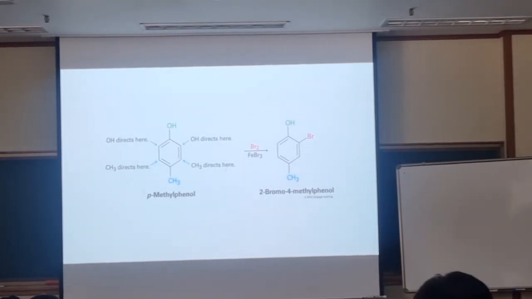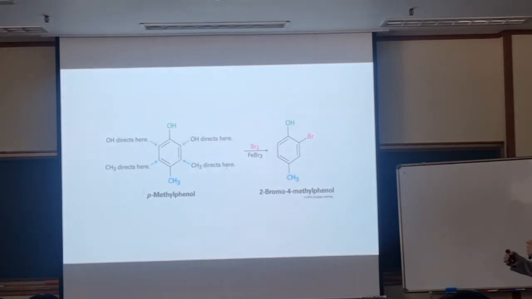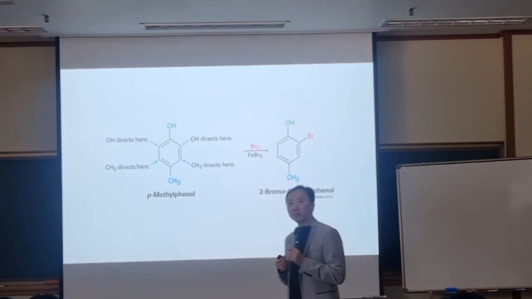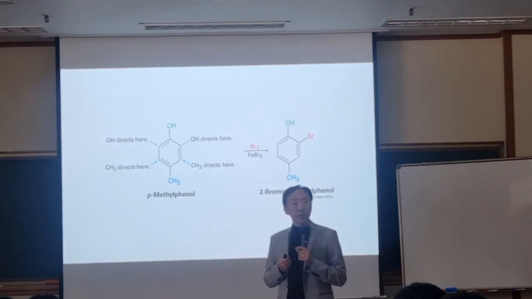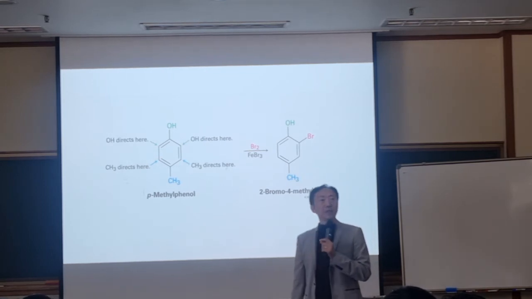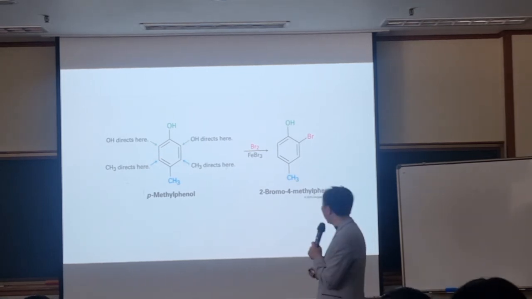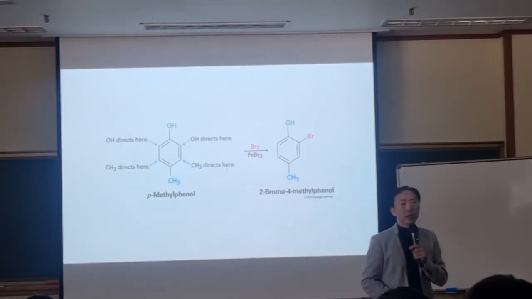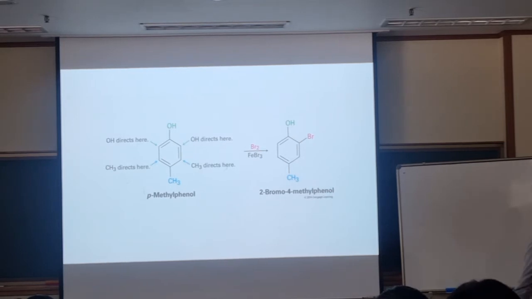Now let's see here. Hydroxyl here and CH3 group here. Both of them are also para directing. But who is stronger? OH is stronger. Then the product may prefer this position. Br is deactivating, so this product may not go further. Stop there. So still we can expect one product again.